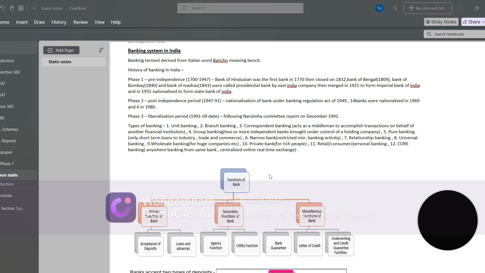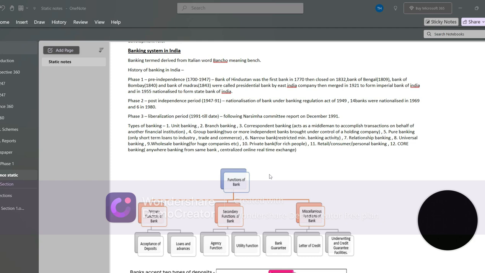First is unit banking. It is a singular bank branch doing all the functions. Second is branch banking. It is the same bank having multiple branches. Third is correspondent banking. It is basically a bank which acts as a middleman to accomplish transactions on behalf of another financial institution.